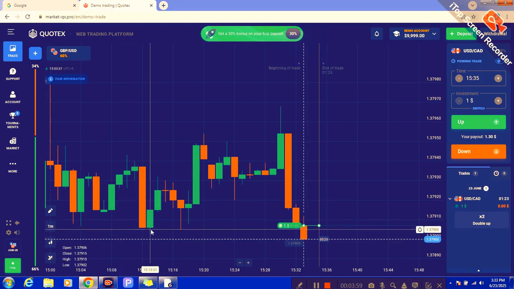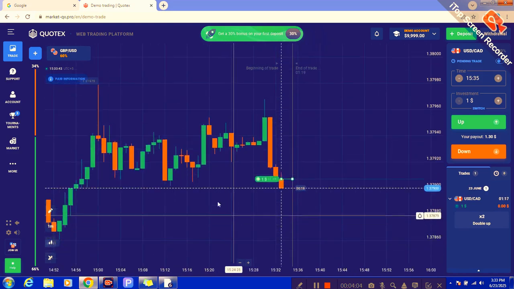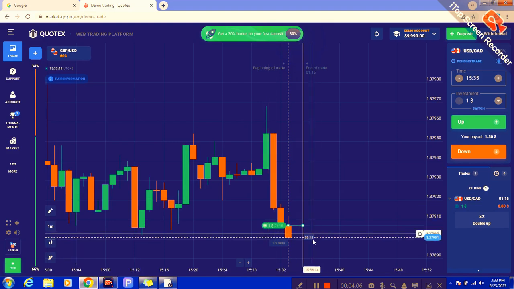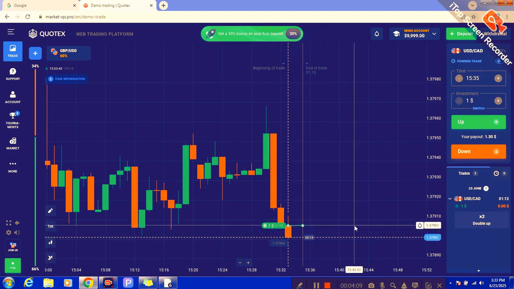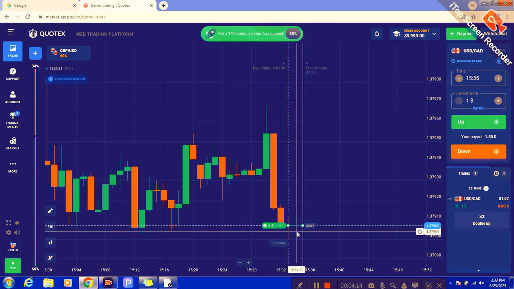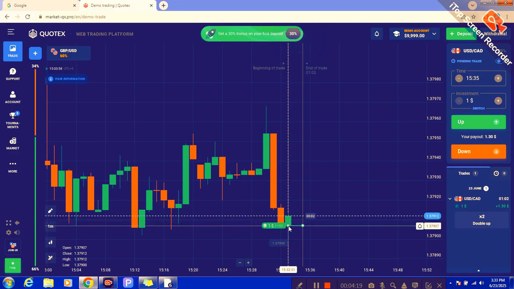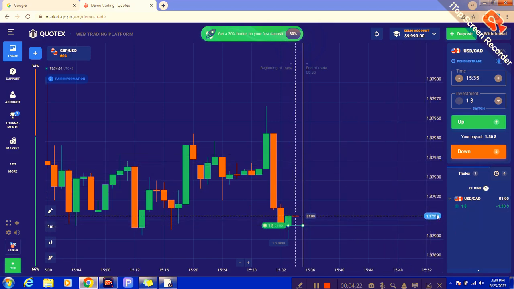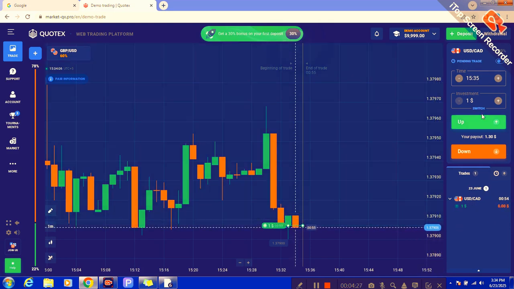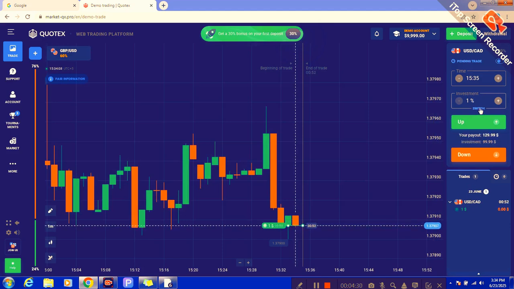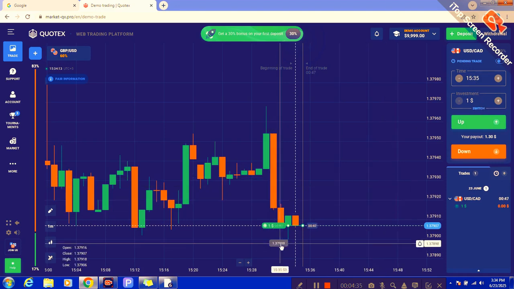I think there is a support line here, but maybe it will break out or something like that. But leave it, it's fake money, no problem. So let me check. Yeah, it should close upside or downside. I don't know. Yeah, upside, it's winning. Okay, so you can trade like that.